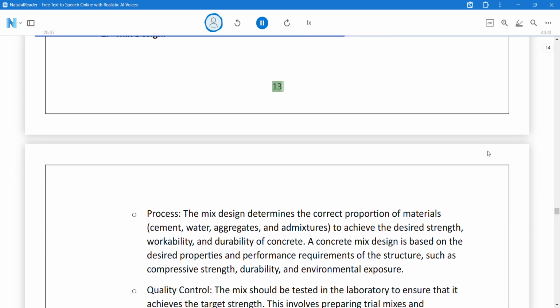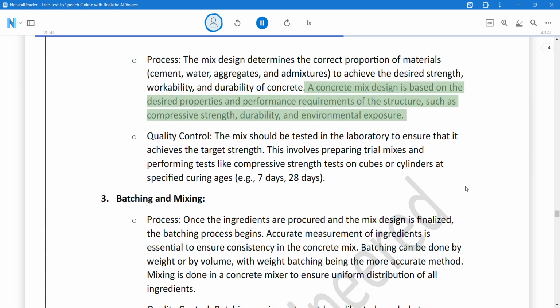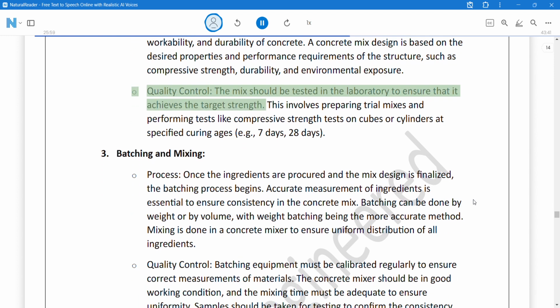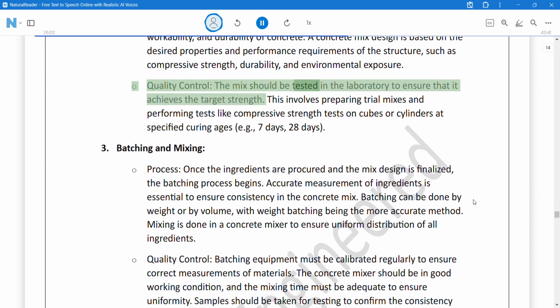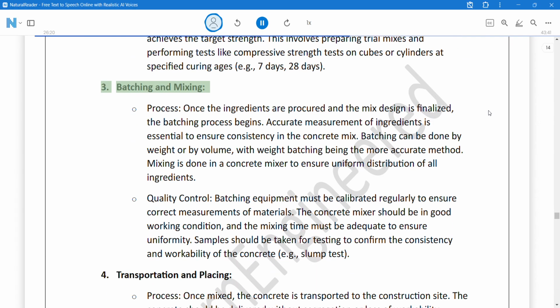2. Mix design. Process: The mix design determines the correct proportion of materials to achieve the desired strength, workability, and durability of concrete. A concrete mix design is based on the desired properties and performance requirements of the structure, such as compressive strength, durability, and environmental exposure. Quality control: The mix should be tested in the laboratory to ensure that it achieves the target strength. This involves preparing trial mixes and performing tests like compressive strength tests on cubes or cylinders at specified curing ages.